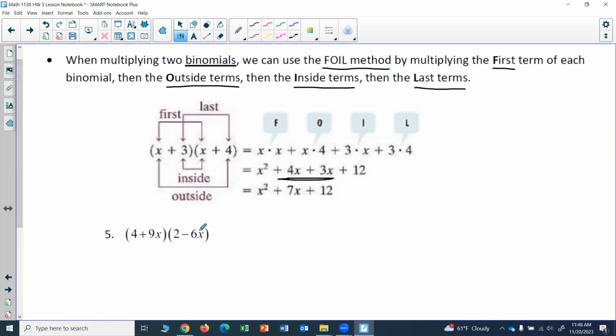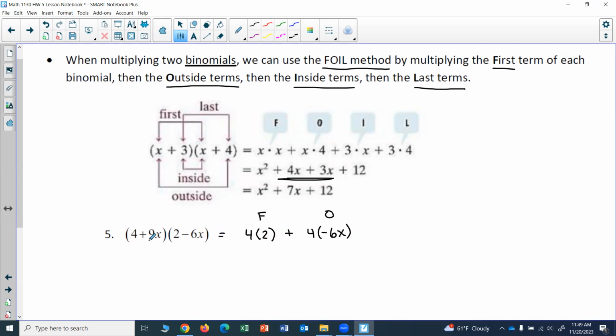So let's try it with this example. We have 4 plus 9x times 2 minus 6x. So my first terms are the 4 and the 2. So I'm going to do 4 times 2. Those are my first terms. My outside terms are 4 and negative 6x. So I'll have 4 times negative 6x. Those are my outside terms.